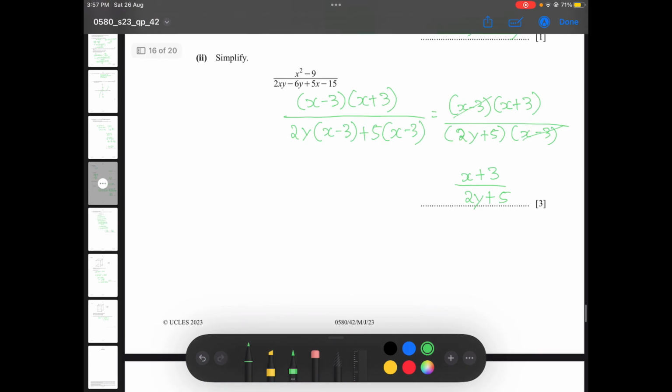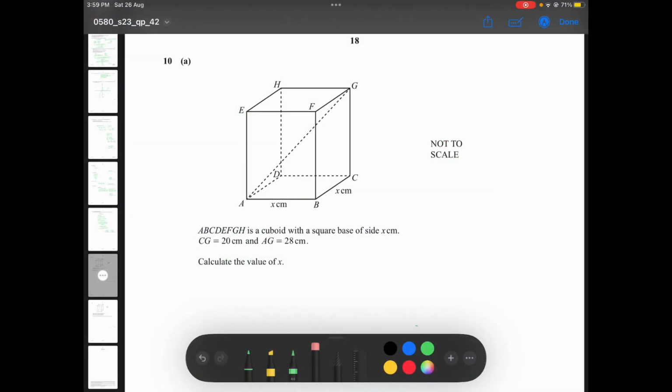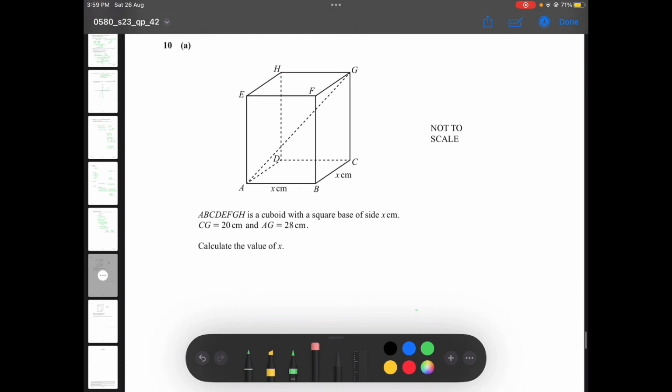Alright, I guess this question ends here. Let's move on to the next question. Alright, now it's time for the final question, which is question number 10. Now here they have given us a cuboid with a square base of side x cm. CG is 20 cm, CG, which is this one, this is 20.